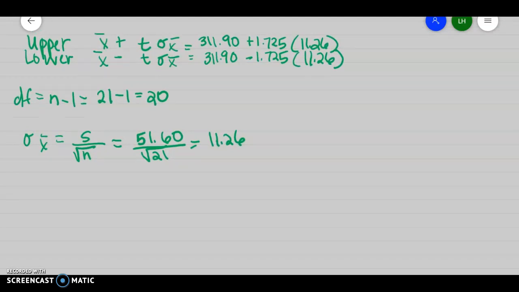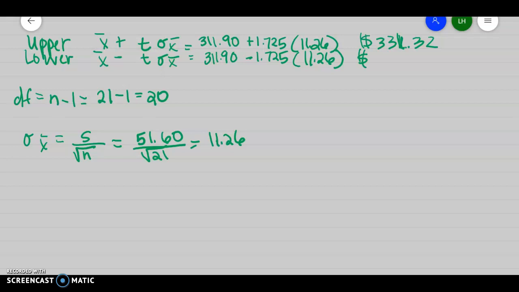Okay, so once you do that, 311.90, we're going to do 1.725 times 11.26, and we're going to add that to 311.90. So you're going to get 331.32. But really, if you get 331, that's fine. Okay, and then on the bottom, 331.32 is our upper. Our lower is going to be 11.26 times 1.725.